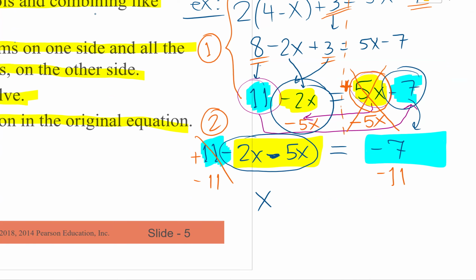Like we saw in the prerequisite chapter, the x isn't going to change. I'm not going to change its power. It's just the coefficients that are changing. Negative 2 and negative 5 make negative 7 together. And then on the right side, I might as well combine those in one fell swoop. Negative 7 minus 11 would be negative 18.